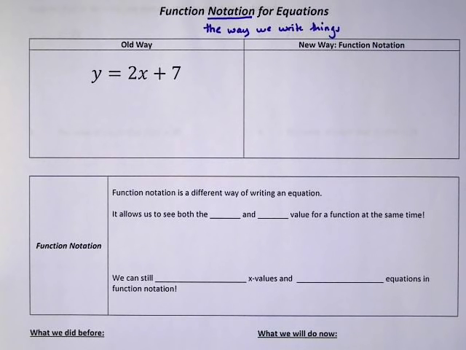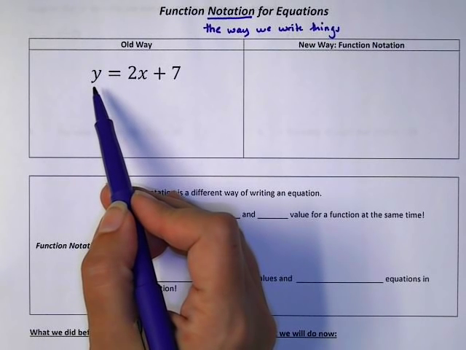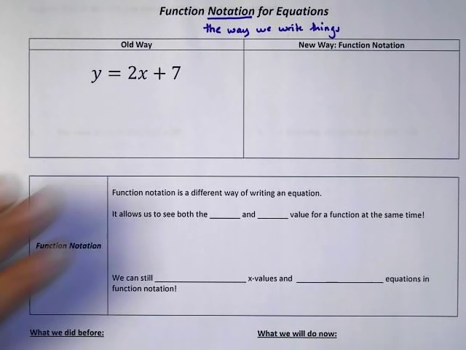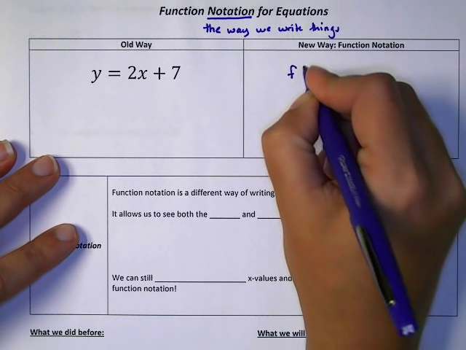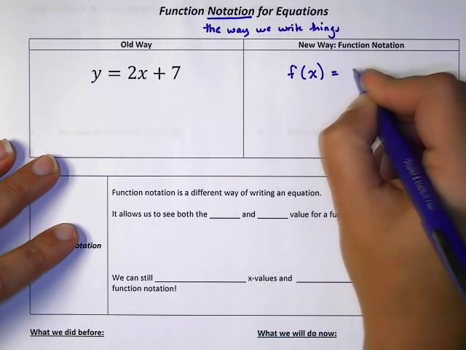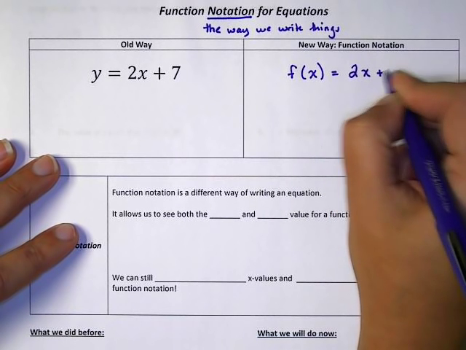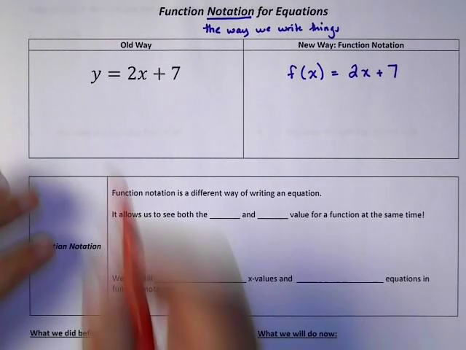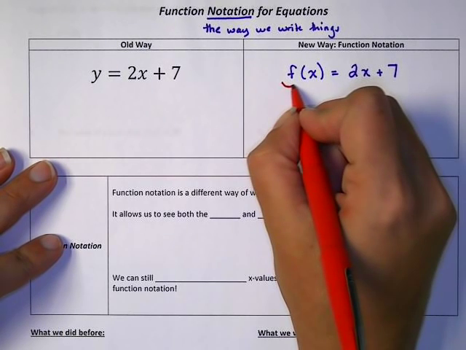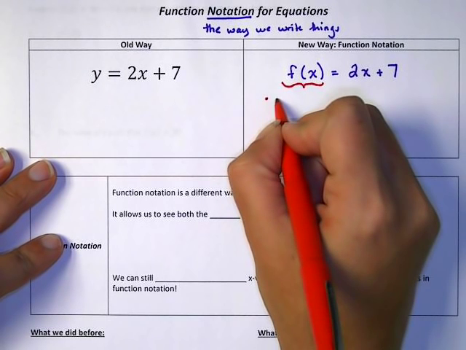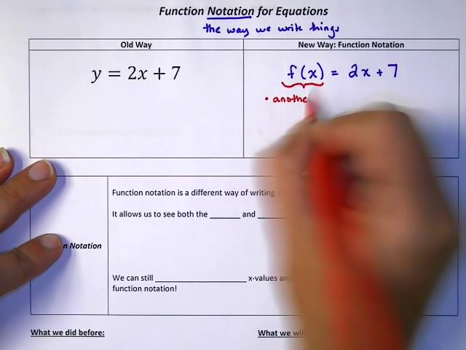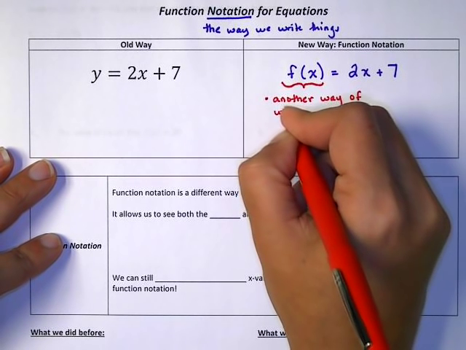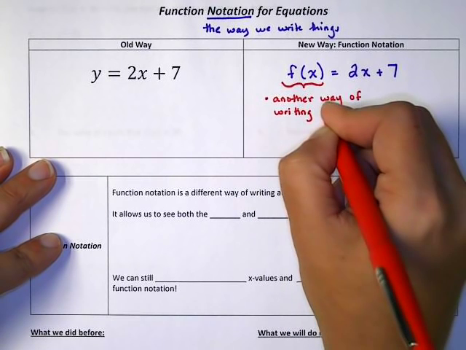Our old way of writing things is to say something like this when we write an equation of a line. Y equals 2x plus 7. The new way that we're going to write things today is f of x equals 2x plus 7. Now, there are a couple things I want you to notice. Instead of writing a y, we used this notation. This notation is another way of writing y.